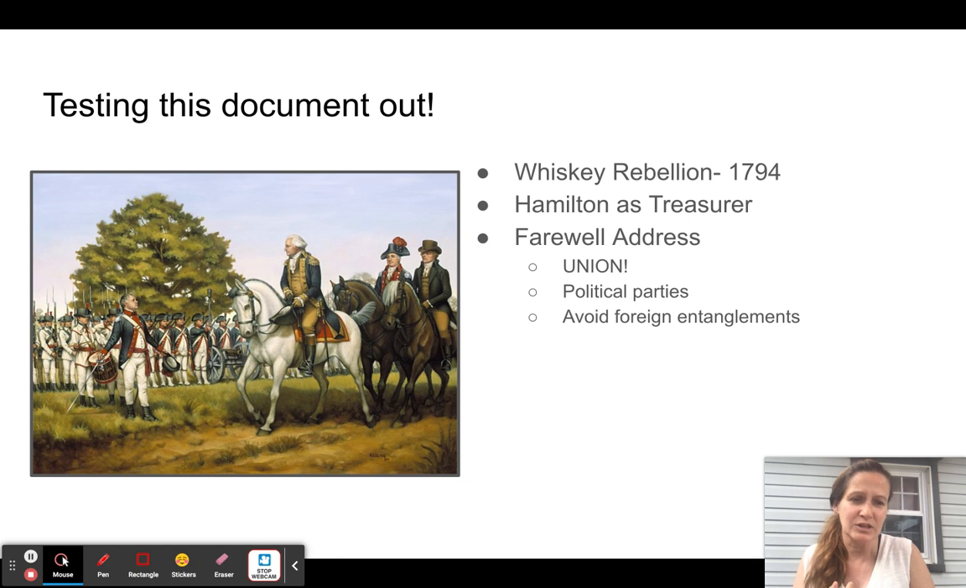I did mention Hamilton was Treasury Secretary, and remember, he was really responsible for putting this new economic system together, how to pay off the debt. One of the tools he derived was the national bank, right, which was controversial, but he helped establish it.